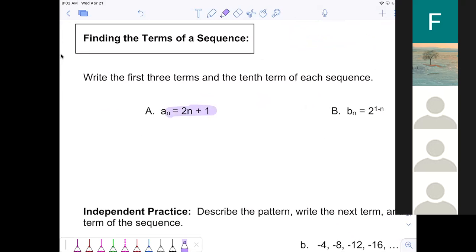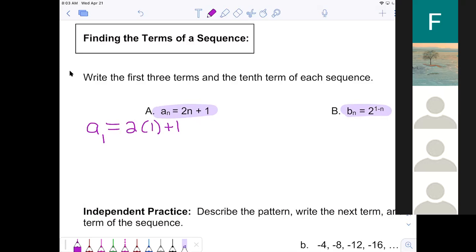So notice here, that's the rule or the formula for the sequence. And over here is B. We want to find the first 3 terms and the 10th term. And this is actually probably the easiest thing we can do. To find the first term, you plug in a 1 for n. And notice I'm using that little a sub 1. So to find my first term, I plug in a 1 in the equation or in the formula. And it does look like y equals mx plus b, but it's using an n to represent a sequence.